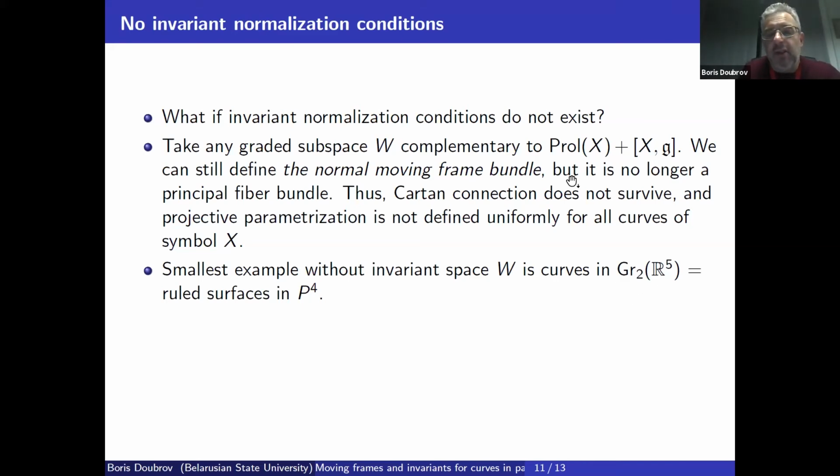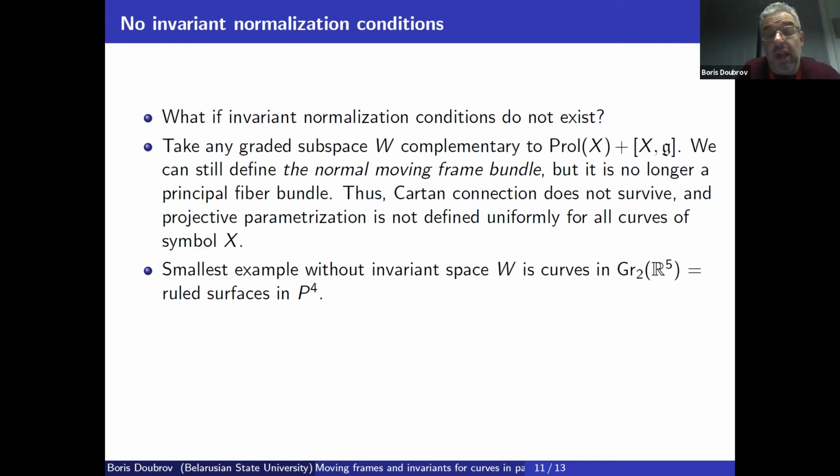The computation was done very explicitly in our paper from 2013. So what happens in such cases? We can still define a normal moving frame as we defined before, but as we would have no invariants, it will no longer be a principal fiber bundle. So omega-1 will not in general define a Cartan connection, and we will have no uniformly defined projective parameterization, for example. But we would still have, for example, the proof that the prolongation of X is the maximal possible.